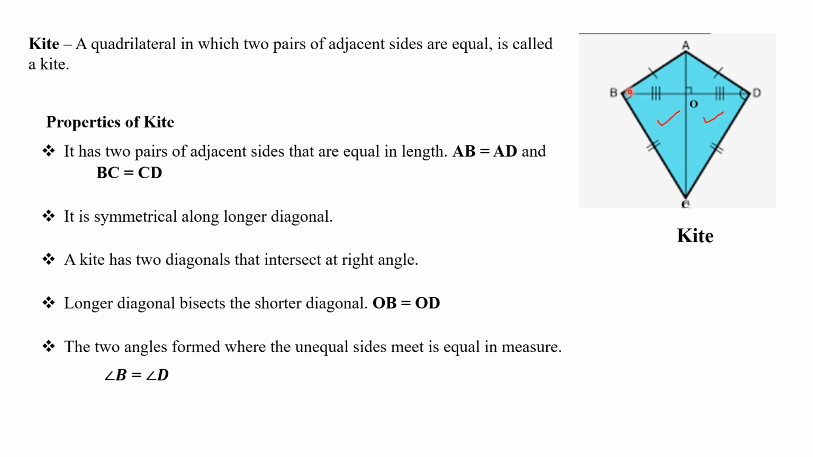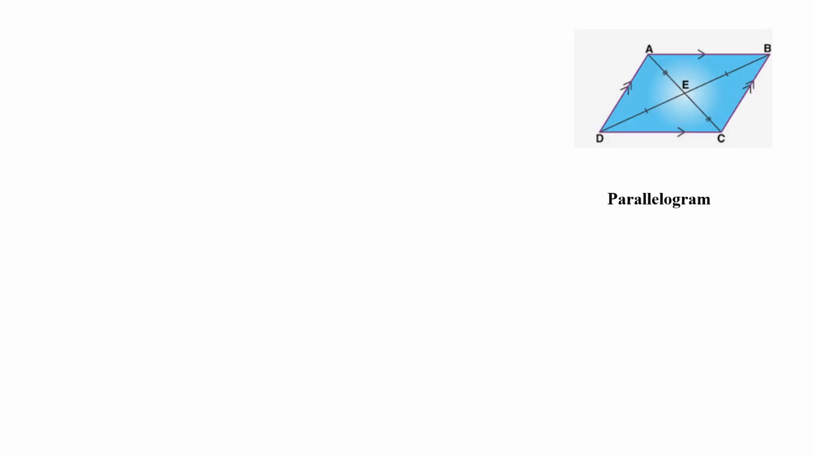And the two angles formed where unequal sides meet are equal in measure. Unequal sides means AB and BC are unequal sides and they are meeting at point B. In the same way, AD and CD are the unequal sides, they are meeting at point D. So angle B will be equal to angle D. Clear?